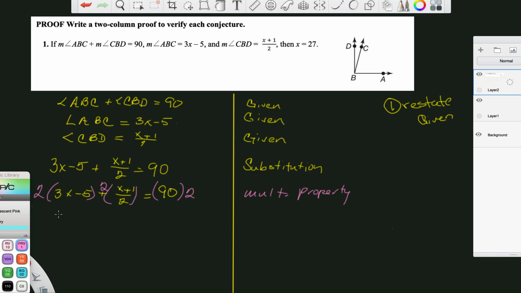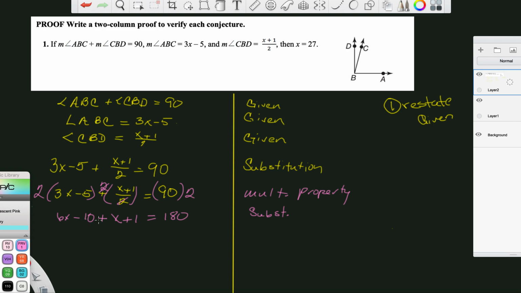So 2 times 3x is 6x, minus 5 times 2 is 10, plus... this cancels out, right? This 2 and this 2 cancel out. So I have x plus 1 equals 180. I can say that was substitution because I did the math.